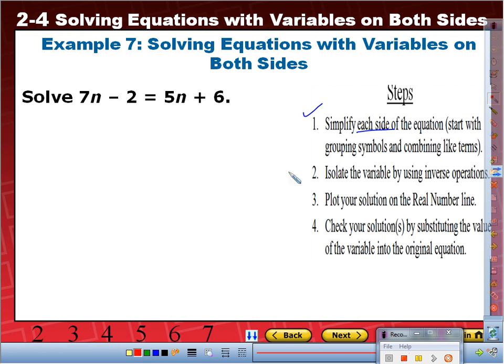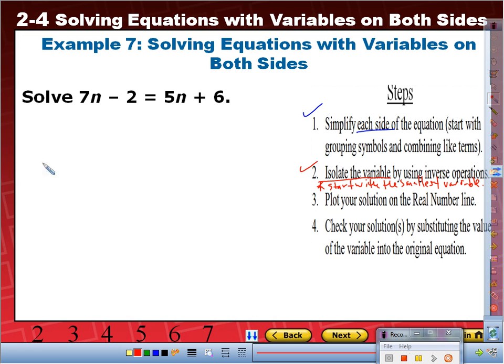When I go to step 2, in order to isolate the variable, if I have variables on each side of the equation, I want you to write right there on your notes: start with the smallest variable. Start with the smallest variable. Okay.